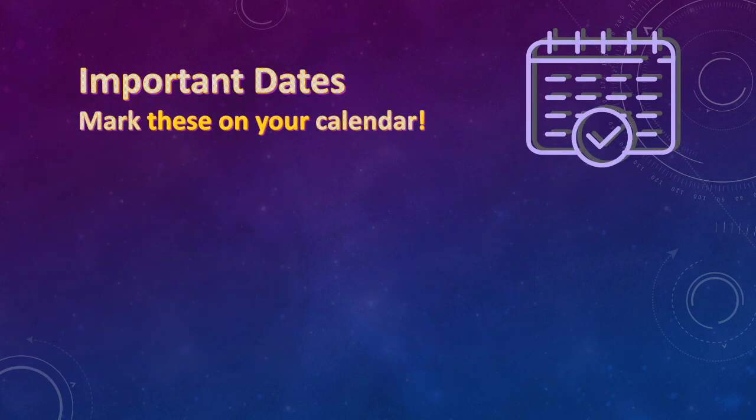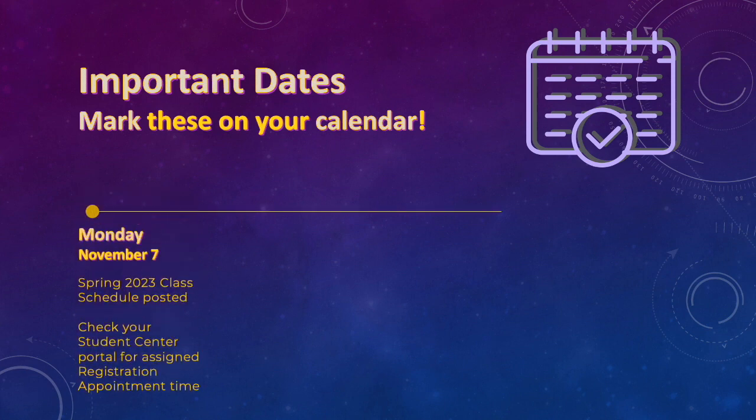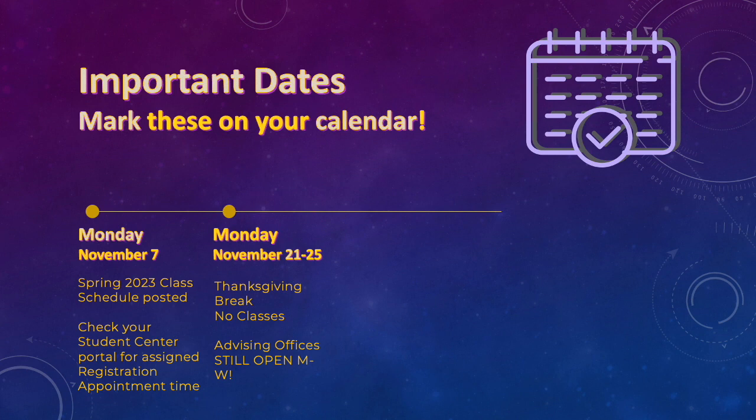Here are some dates that you would want to take note of and place on your calendars. Monday, November 7th, the Spring 2023 class schedule is published and available online. Check your Student Center portal for your assigned enrollment appointment time. Monday, November 21st through the 25th will be Thanksgiving break. There will be no classes, but all SF State offices will be open from Monday to Wednesday.